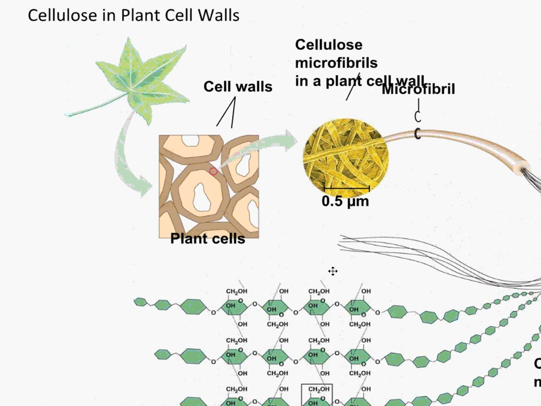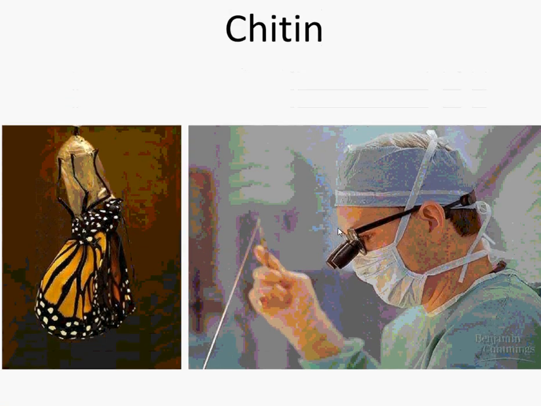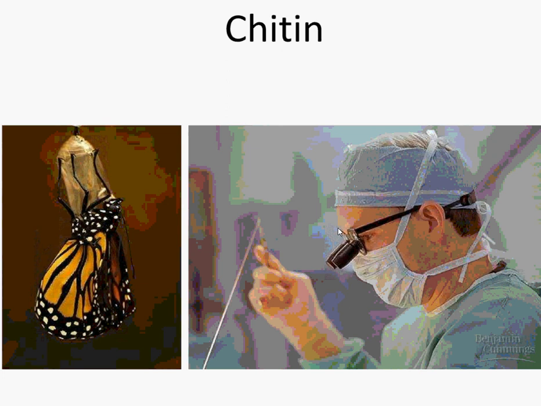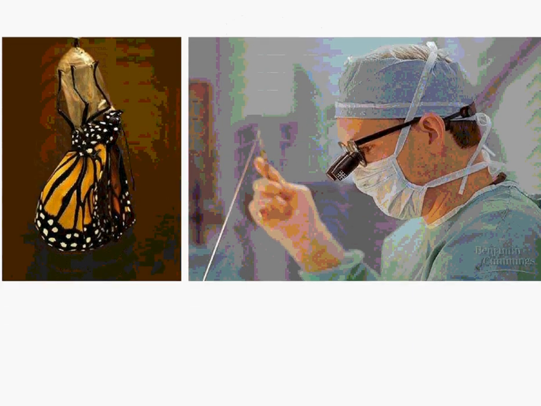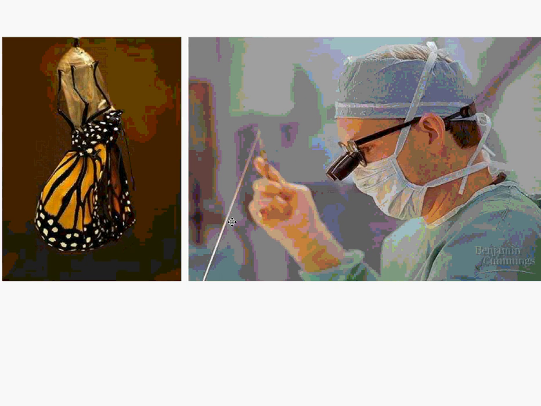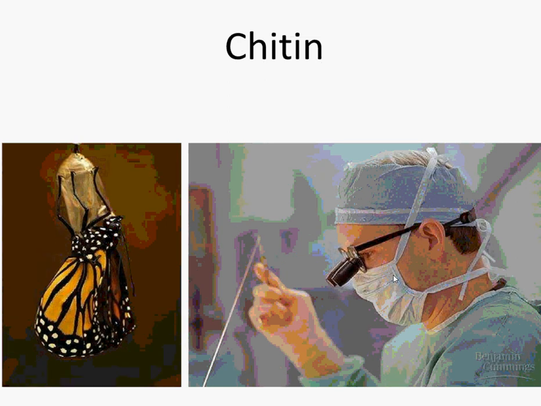So another type of carb that you need to be familiar with is chitin. Chitin is a carb that's also a structural carbohydrate. It's found in the exoskeleton of many animals, like arthropods, for instance. It's also found in fungal cell walls. Here you can see this surgeon using chitinous thread in order to sew up the person that they're operating on. So there are other applications for chitin. It's a very strong carbohydrate.